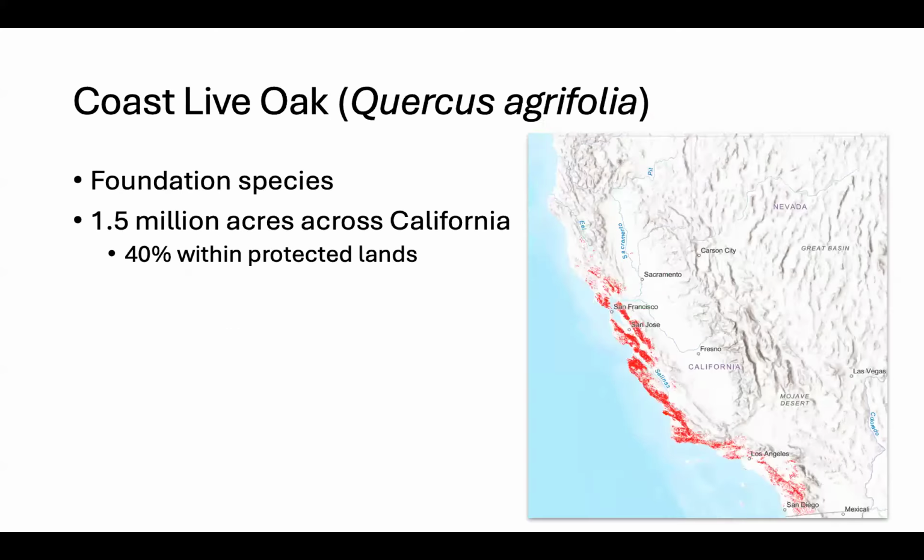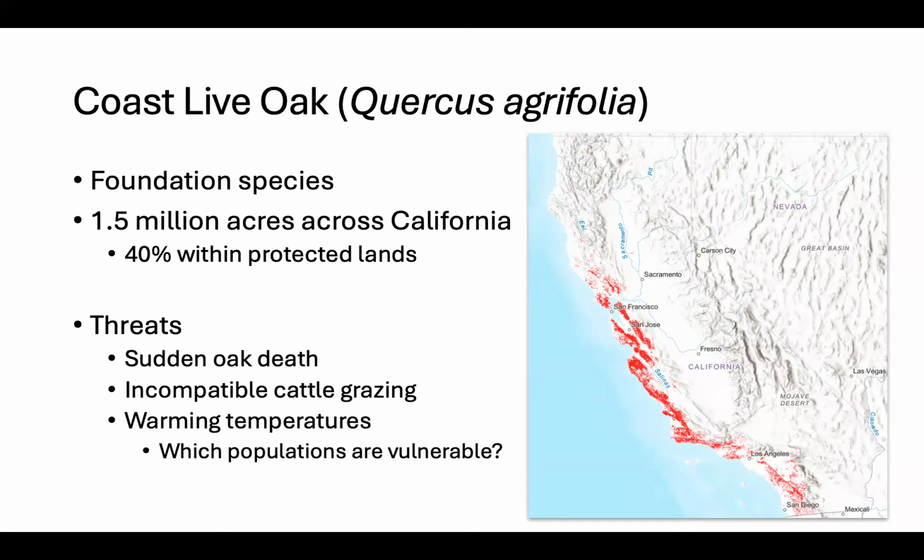So this allowed us to access these broad ranging species like coast live oak, shown here, the distribution is shown in red, which is a foundation species. So it supports thousands of other species above and below ground. So it's really like this ecosystem founder. And it has over 1 million acres across California shown here. 40% are within protected land. So that's actually pretty high, but that also still leaves 60% of its range unprotected.